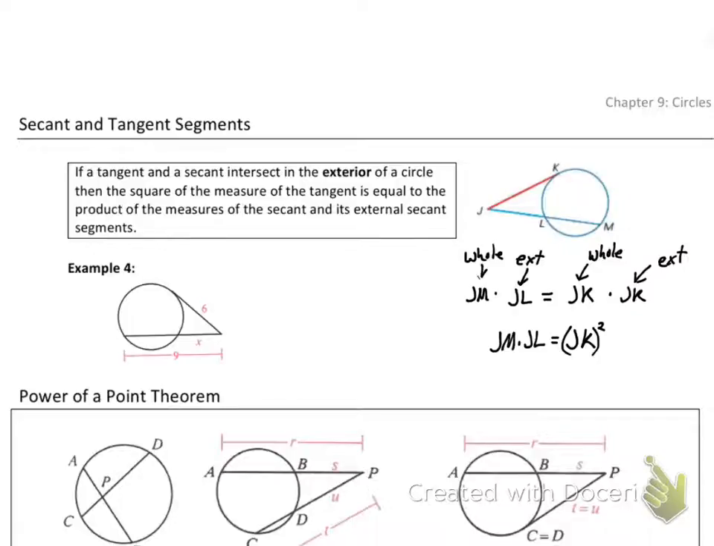Okay, so I have 6, that's my tangent line. Either you can think whole times segment, which would be 6 times 6, or you could just think, well, that's tangent, so it's 6 squared, equals my whole, which is 9, times the exterior, which is x. Well, that gives me 36 equals 9x. And we're going to have x equals 4. X equals 4. Questions on that?